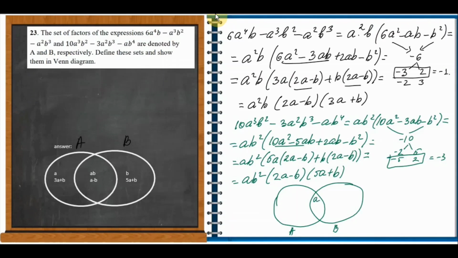A, because both of them have A, B, and what else? They have 2A minus B in common. That's all. Now what is left for A is just A and 3A plus B. What is left for B is B and 5A plus B. So that's the correct answer.